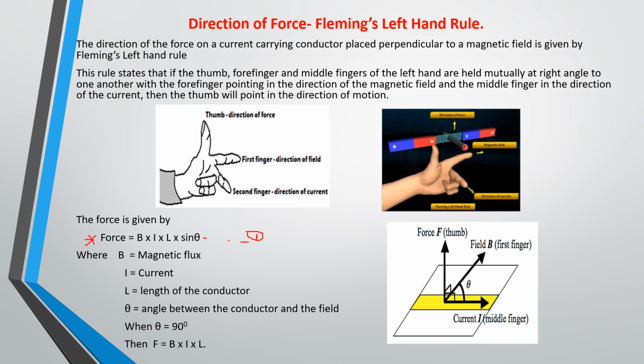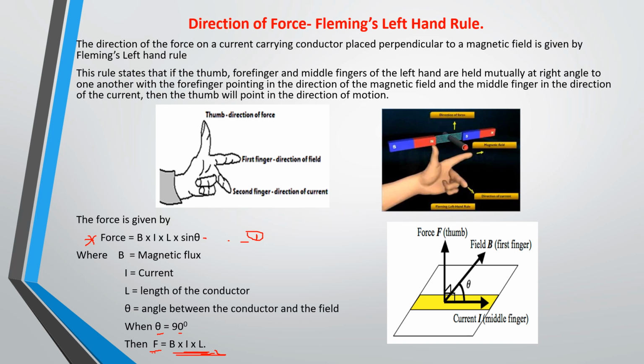Then I said that when theta is equal to 90 degrees, the force is maximum. Okay, the force is maximum. So you remember that sine 90 degrees equals 1. So please take note of this equation and also take note of this Fleming's left hand rule. Very, very key and very, very important.